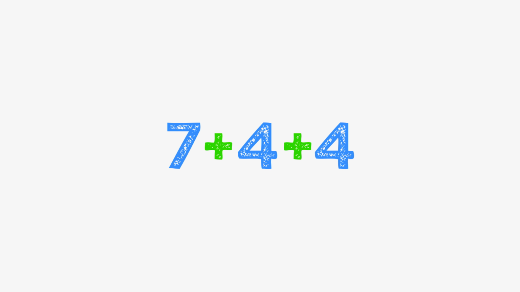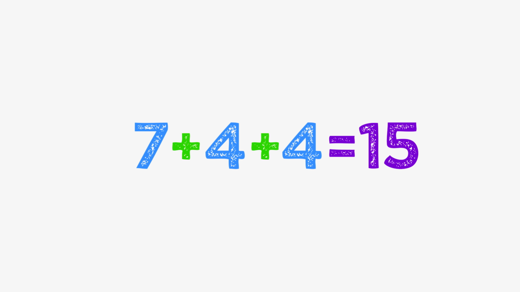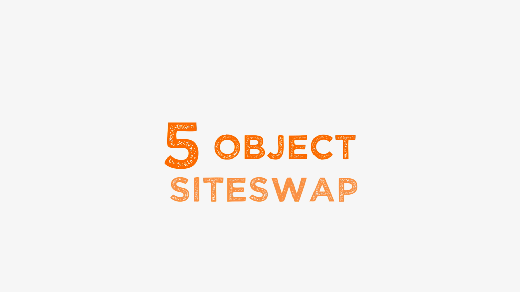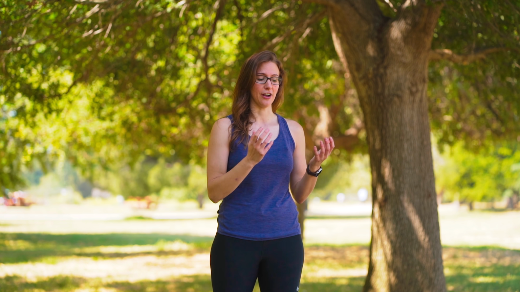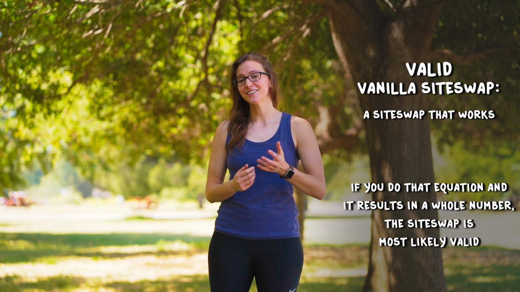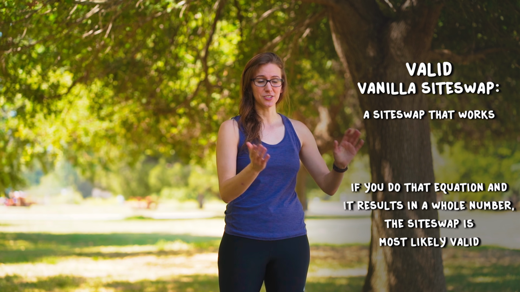Let's take 744. We add up those numbers, we get 15. We divide by its period, which is 3. We get 5. That means 744 is a 5-ball pattern. This is a really good way to figure out how many objects you're supposed to use when you try to do a Siteswap. It also, for the most part, can tell you whether that Siteswap is even possible, or what we call valid. That's not true for every Siteswap, but I don't want to get too much into that math.